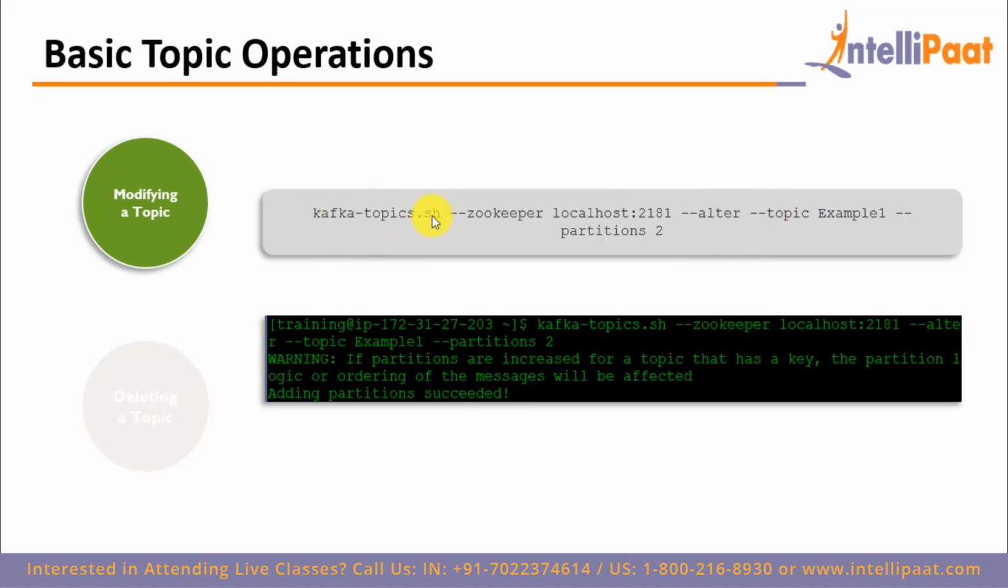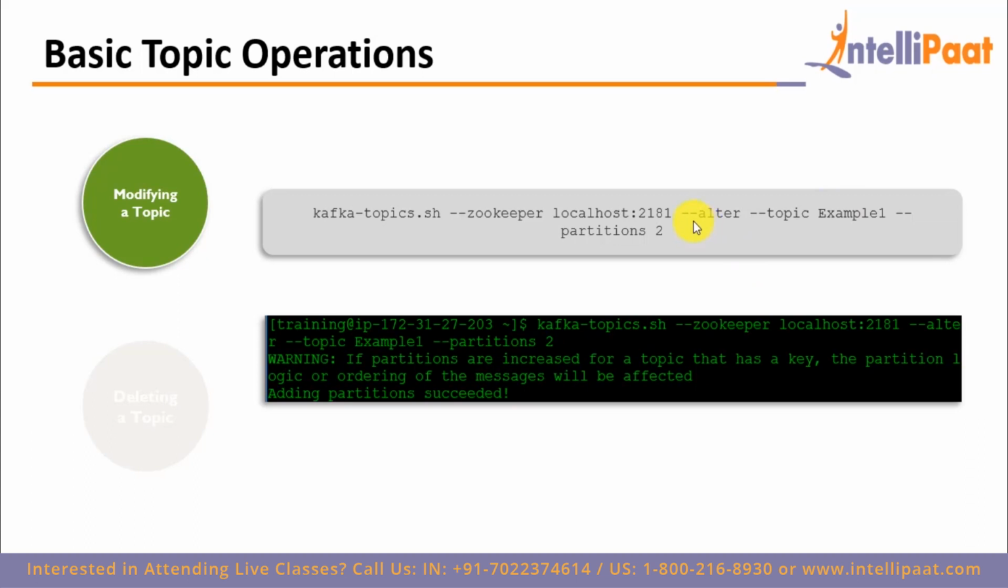So it is kafka-topics.sh --zookeeper, and it is listening through this port over here, 2181. After that, I'll type in --alter --topic, and then I'll give the name of the topic which I want to alter. This is the name of the topic, example1. Initially when we had created this example, since it was a single broker setup, the number of partitions was equal to 1.